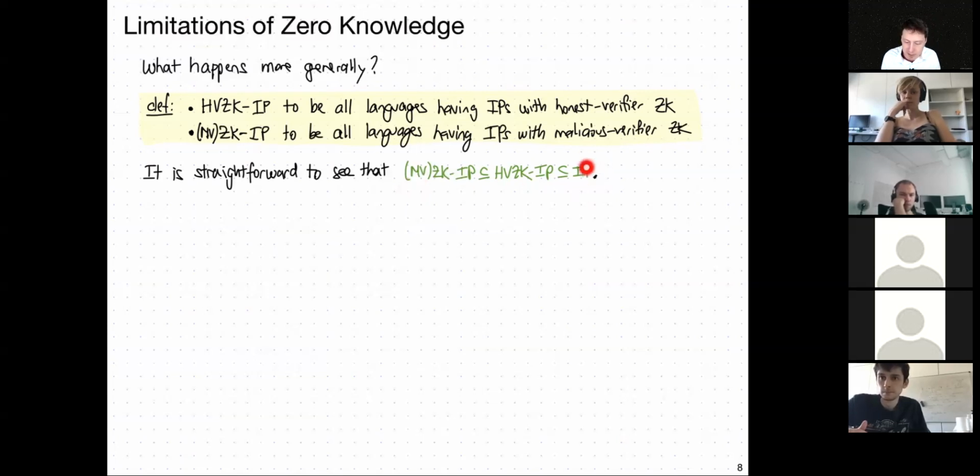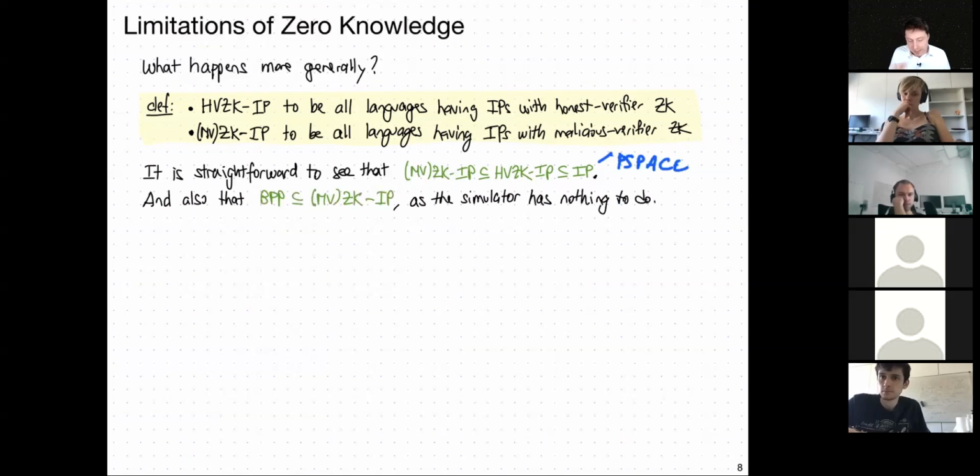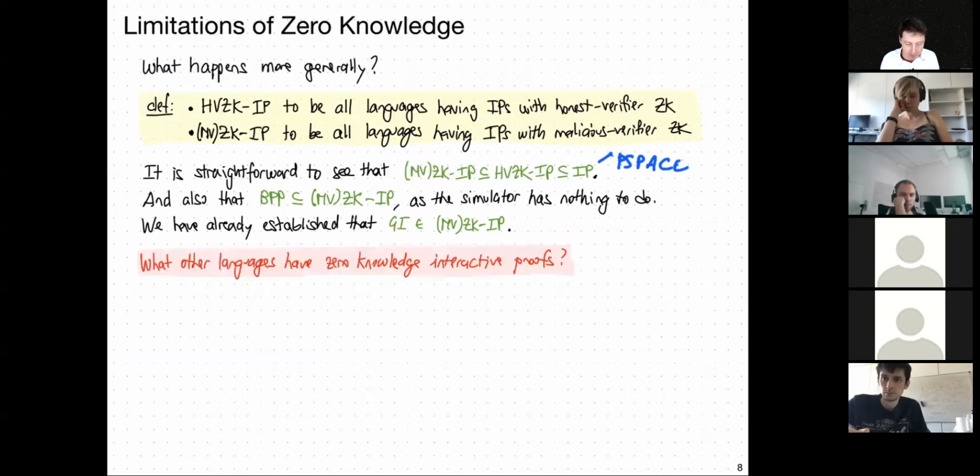We know that IP is enormous, right? We already proved that this is PSPACE, okay? On the other side, we know that zero knowledge is kind of for free for BPP, right? Because the simulator can just run the BPP algorithm and that's it. There's nothing to simulate, okay? And we know that there is something non-trivial about the hardest class that we put GI in. So you can ask what other languages have zero knowledge interactive proofs, either Malicious-Verifier or Honest-Verifier.